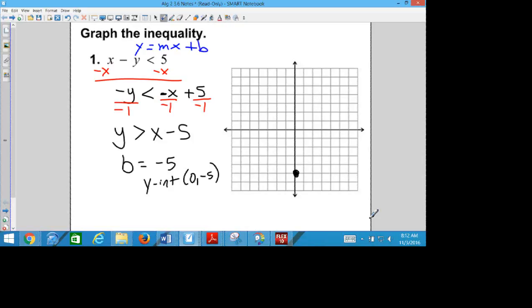After we do our b value, then we find our m value. And our m value is what? 1. And that is the rise over run. So I need it as a fraction to graph it. 1 over 1. So from here, I go up 1 over 1, up 1 over 1, up over, up over, up. Or the other way.